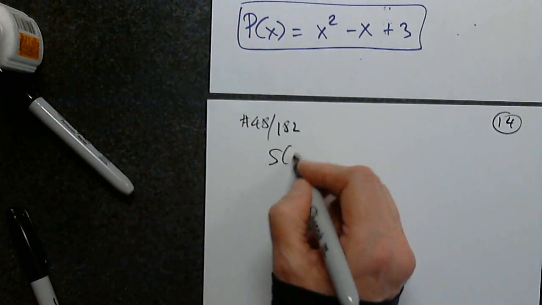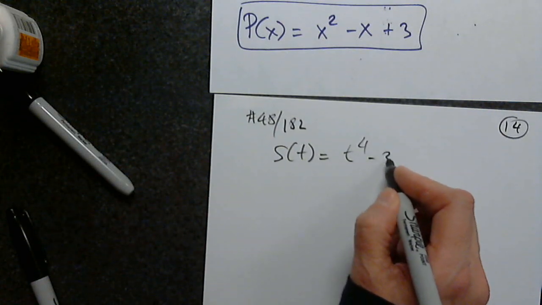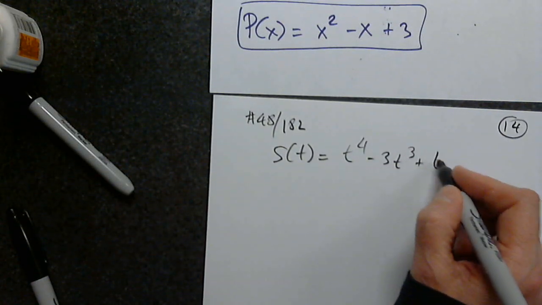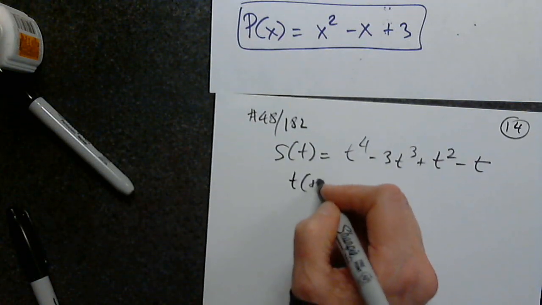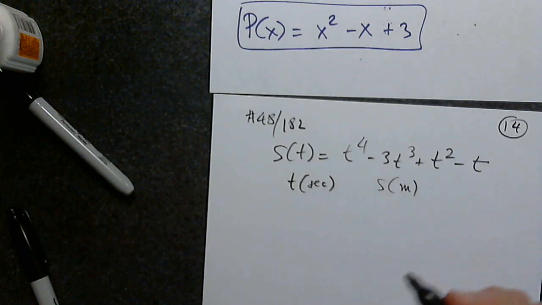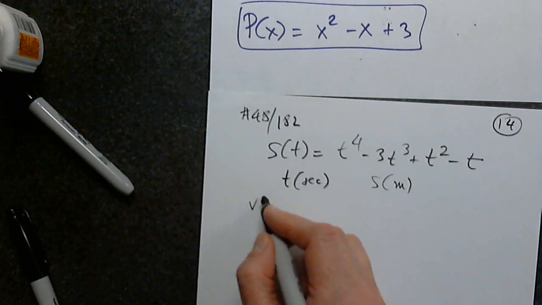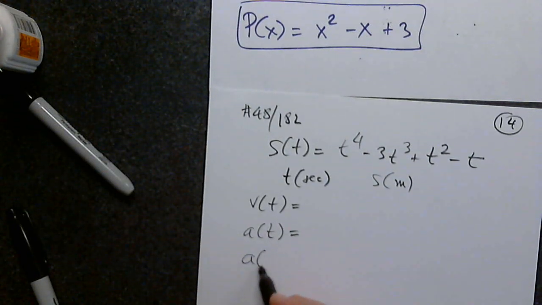And we are given s. I'm going to write it as s of t with your permission: t to the fourth minus 3t cubed plus t squared minus t. Remember, t is in seconds and s is in meters. We want to find the velocity, then the acceleration, and then the acceleration at 1. Then we can put all those three in the graphing calculator and graph all three at the same time.